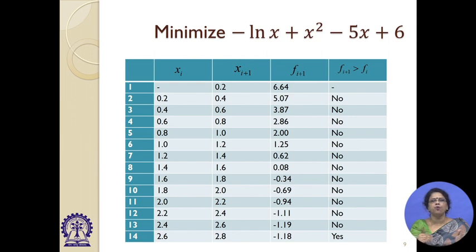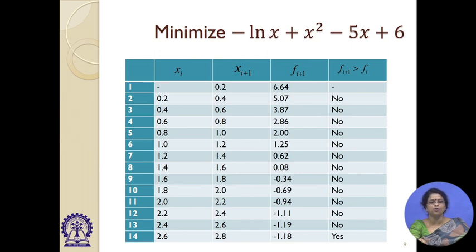I am going from 0.2 to 0.4 to 0.6, 0.8, proceeding further and further. Just look at the difference between the functional values. Once I am moving through x i, the functional values are decreasing. We are trying to minimize the function. It keeps decreasing further and further, but at point 2.6 the function is again going up. That is why there is a check whether f i plus 1 is greater than f i or not. Once it is, we are sure that around that point there must be the optimal solution.